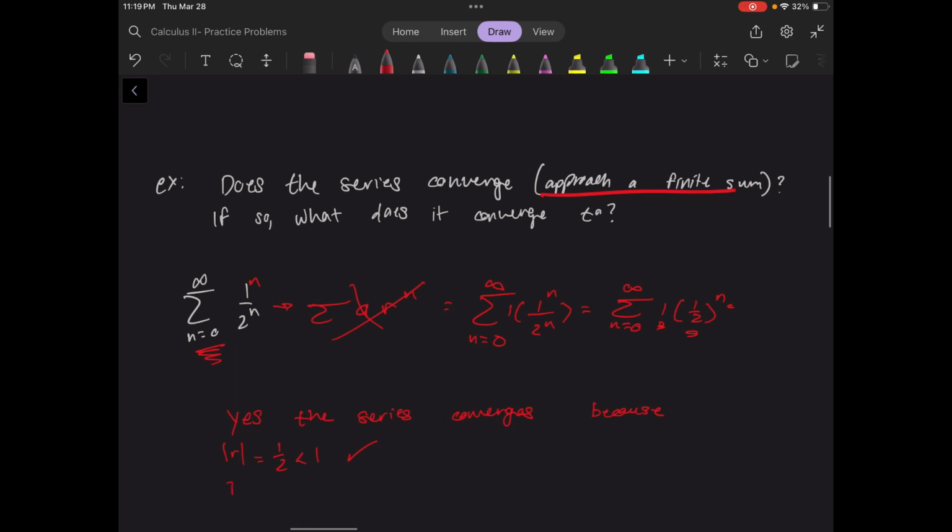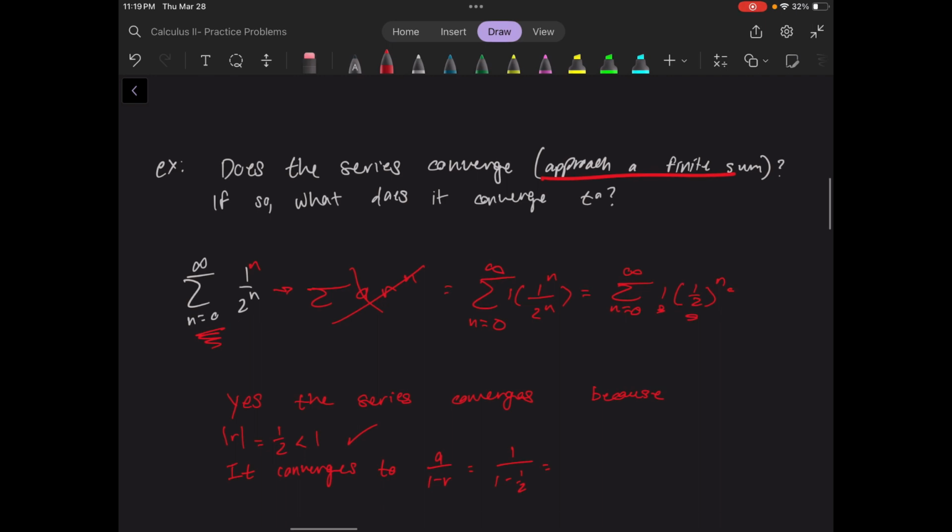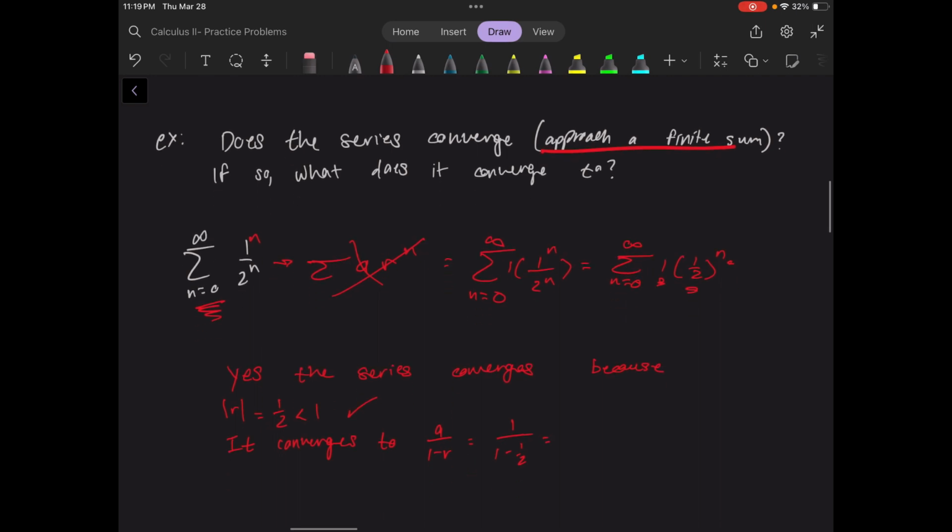That's usually where we can stop in the next few videos, but with geometric series, we actually know what it converges to. For a lot of series, we won't be able to know what it converges to. We will just know that it converges. It converges to a over 1 minus r. In this case, a is 1, and r is 1/2. So we get 1 over 1/2, or 2. So the answer is 2. That's what it converges to.